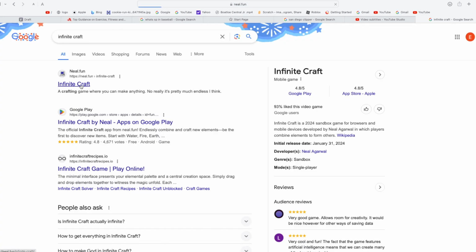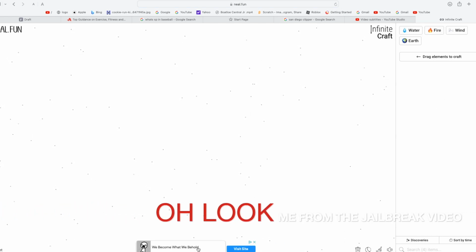This game is called Infinity Craft. Check this out. First of all, what we have to do is get this game. We have water, fire, steam. It's sort of like Little Alchemy.